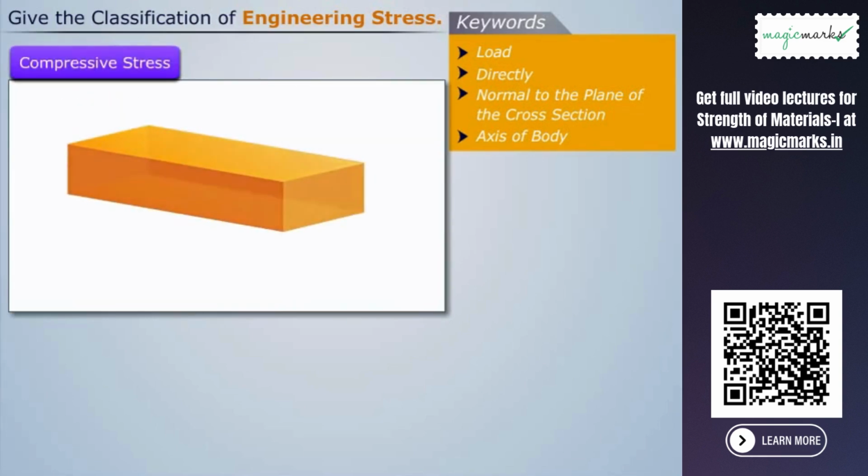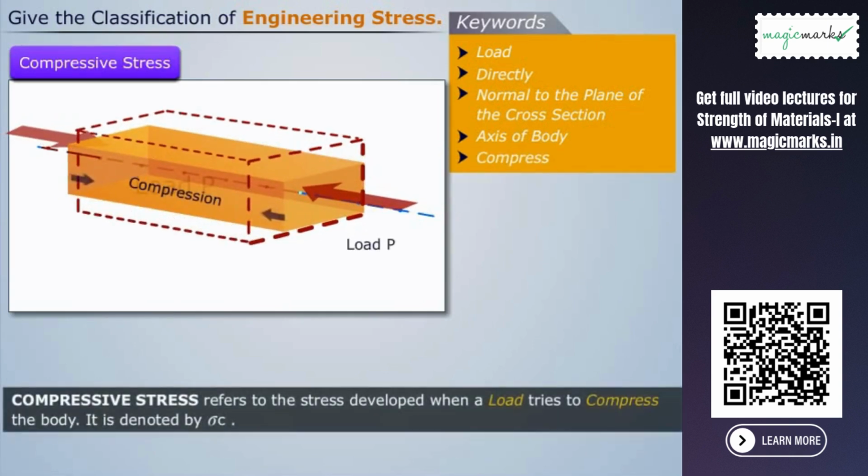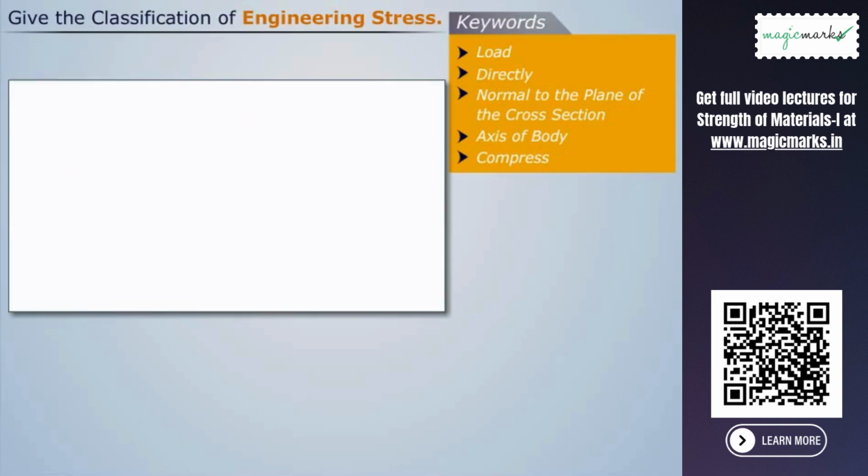Compressive stress refers to the stress developed when a load tries to compress the body and is denoted by sigma C. Mathematically, compressive stress can be represented as sigma C equals P by A, where P is the compressive load and A is the area of cross-section.